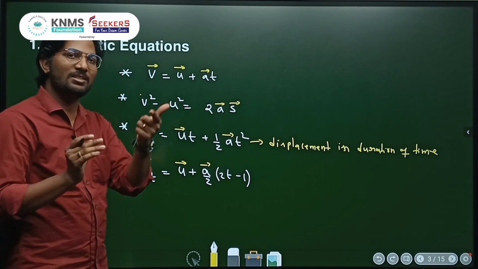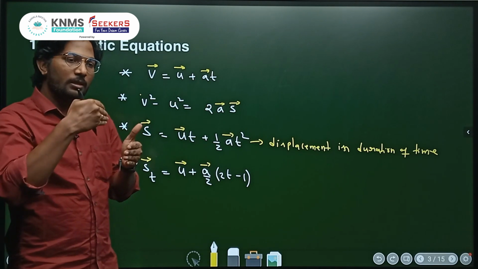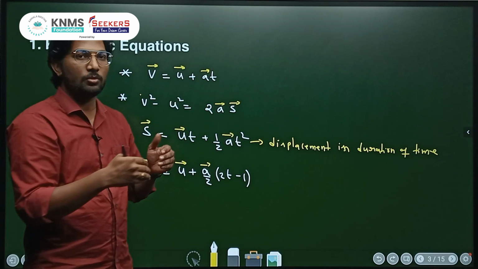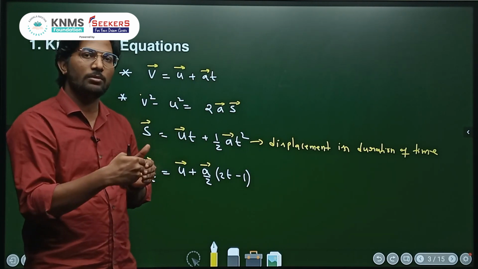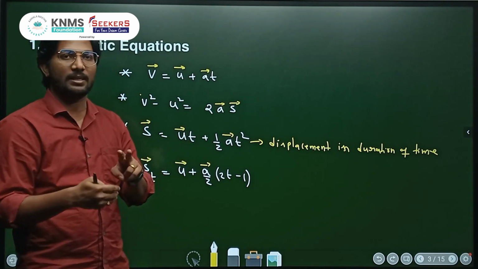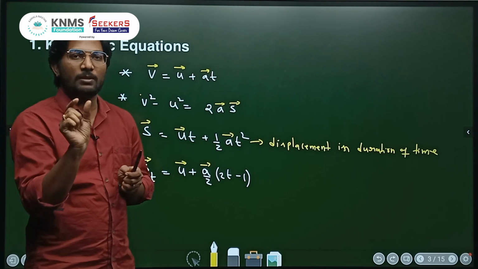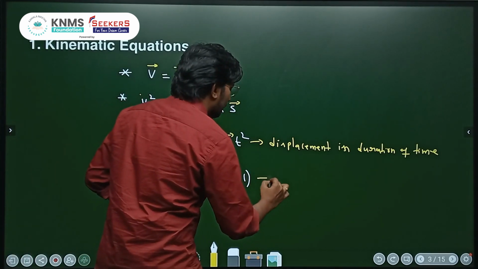That means in the first second, or the third second alone, that means the object moving from second to third second, or third second to fourth second. So t is equal to 1 to t is equal to 2, that is the first second, t is equal to 2 to t is equal to 3, that is the second second. So in a specific interval of time, in the adjacent specific intervals of time, how much displacement has happened, that will give this equation.